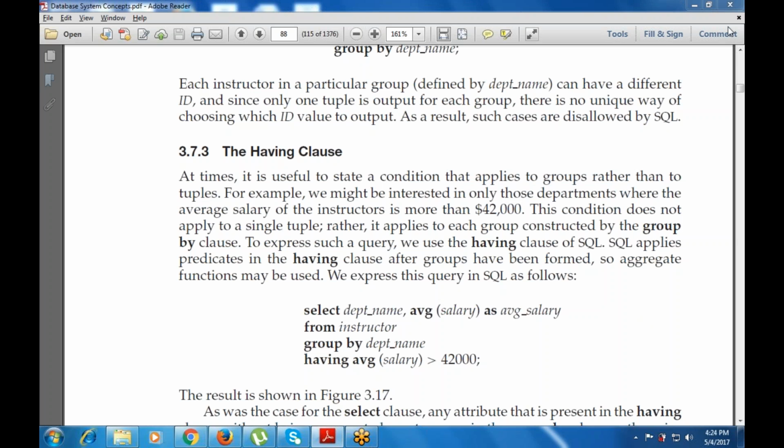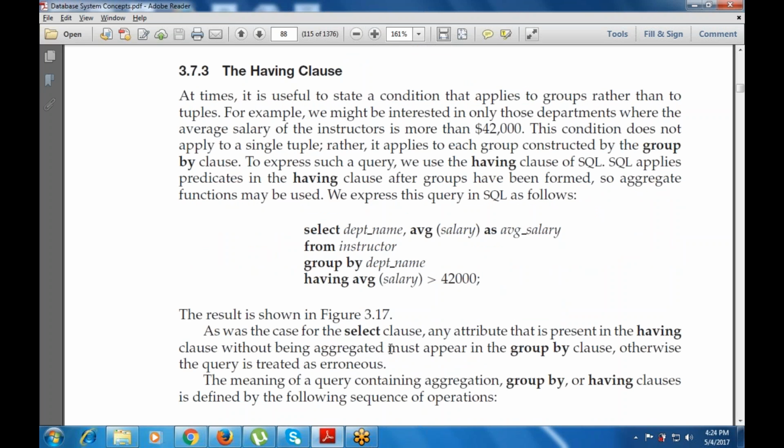So let's take an example. This is select department name, average salary as average salary from instructor, grouped by the department name, but it is using the having clause, that is, having average salary greater than 42,000. So we are taking out the average salary. The condition is that average salary is more than 42,000, not equal to 42,000, but more than 42,000. That means 42,001, 42,500, anything, but not 42,000 because we are not giving the equals sign.